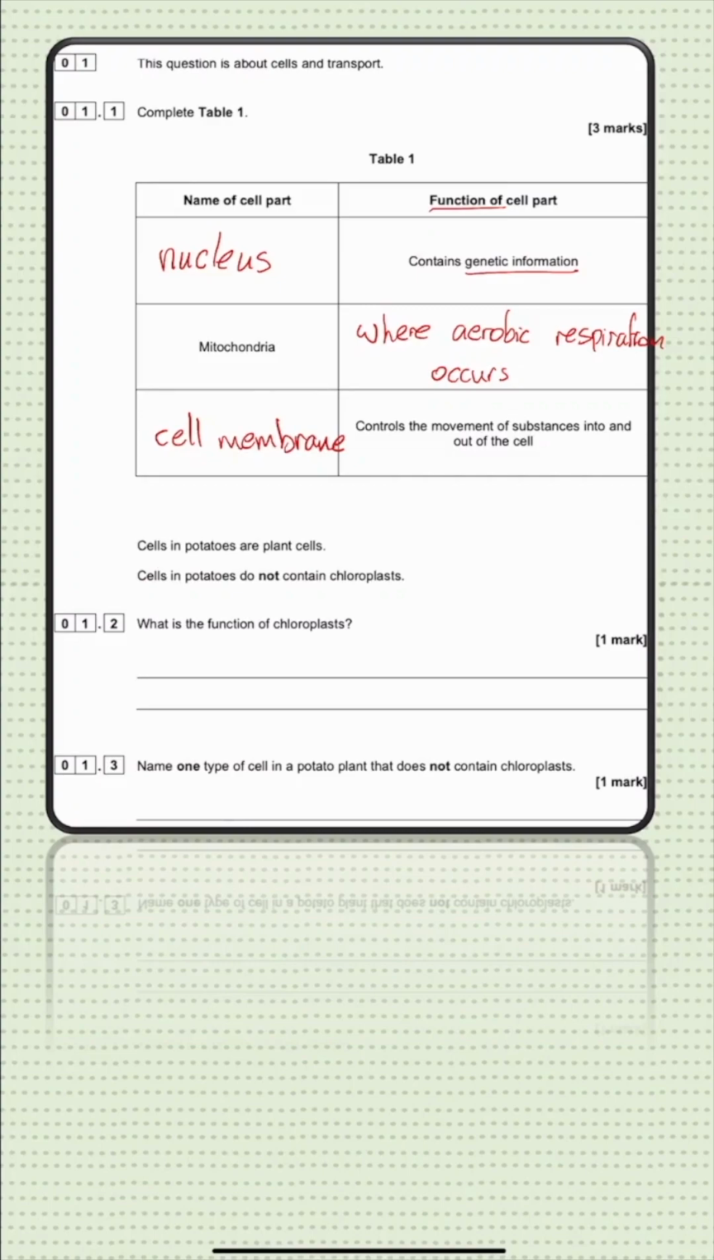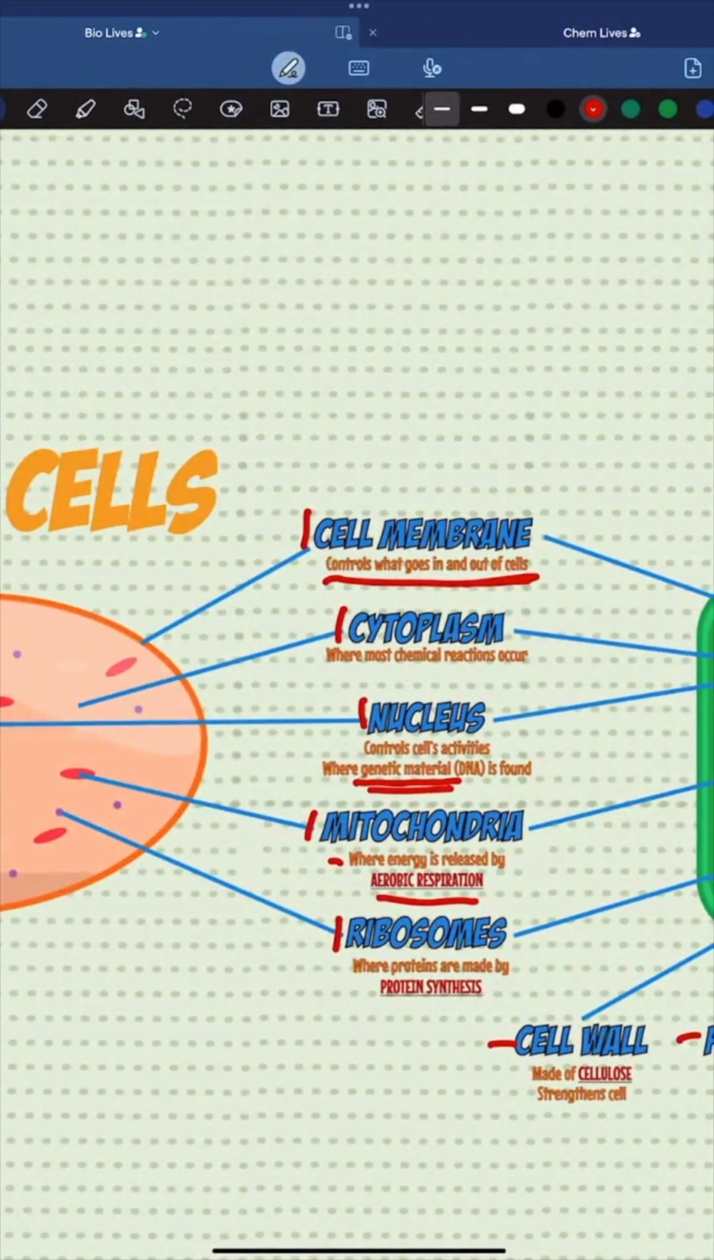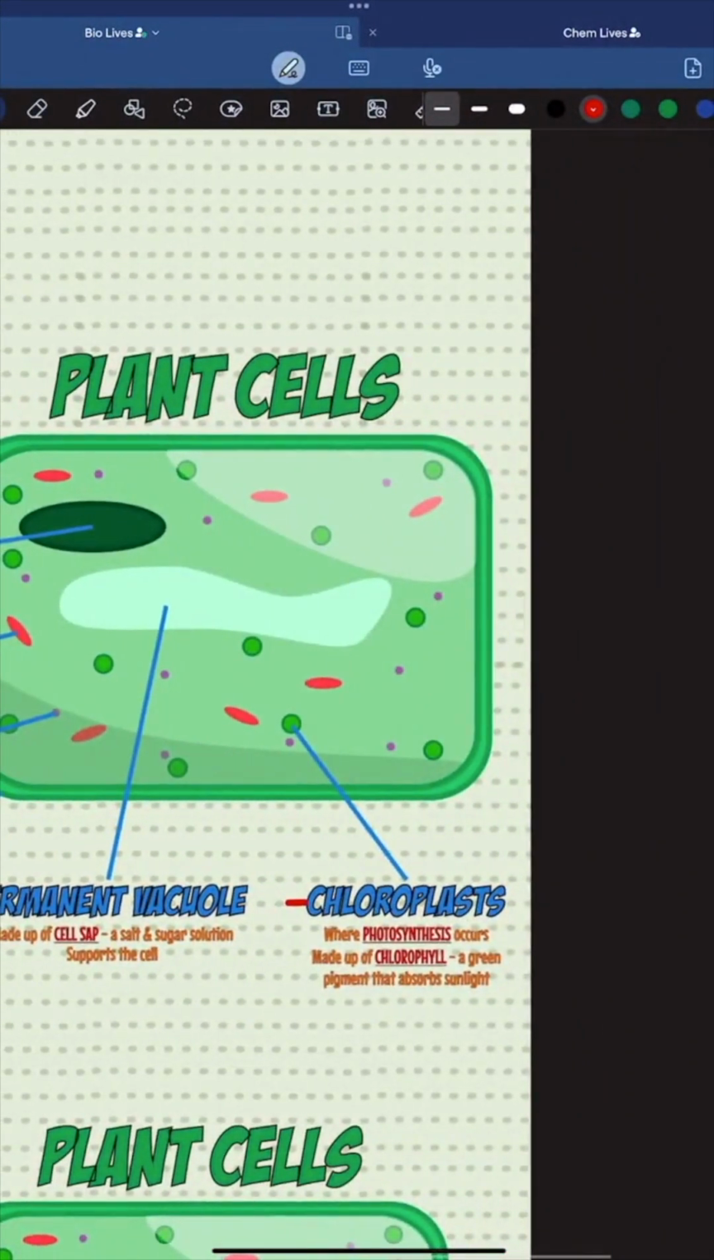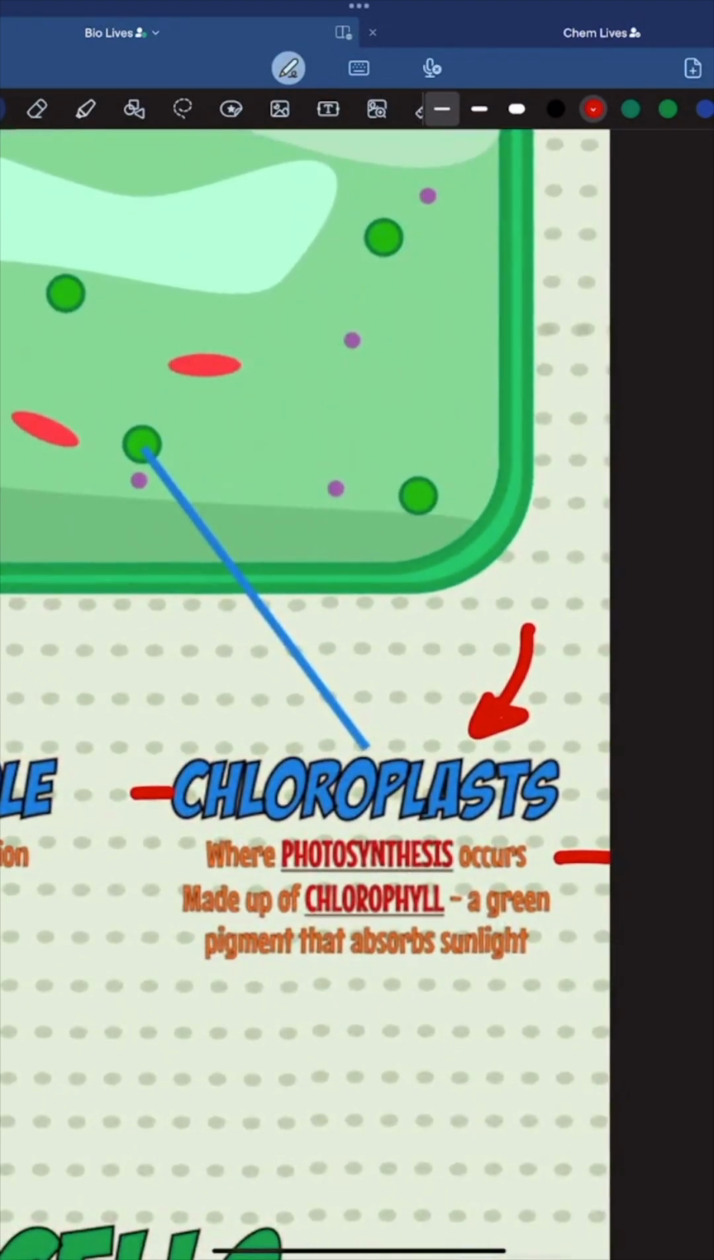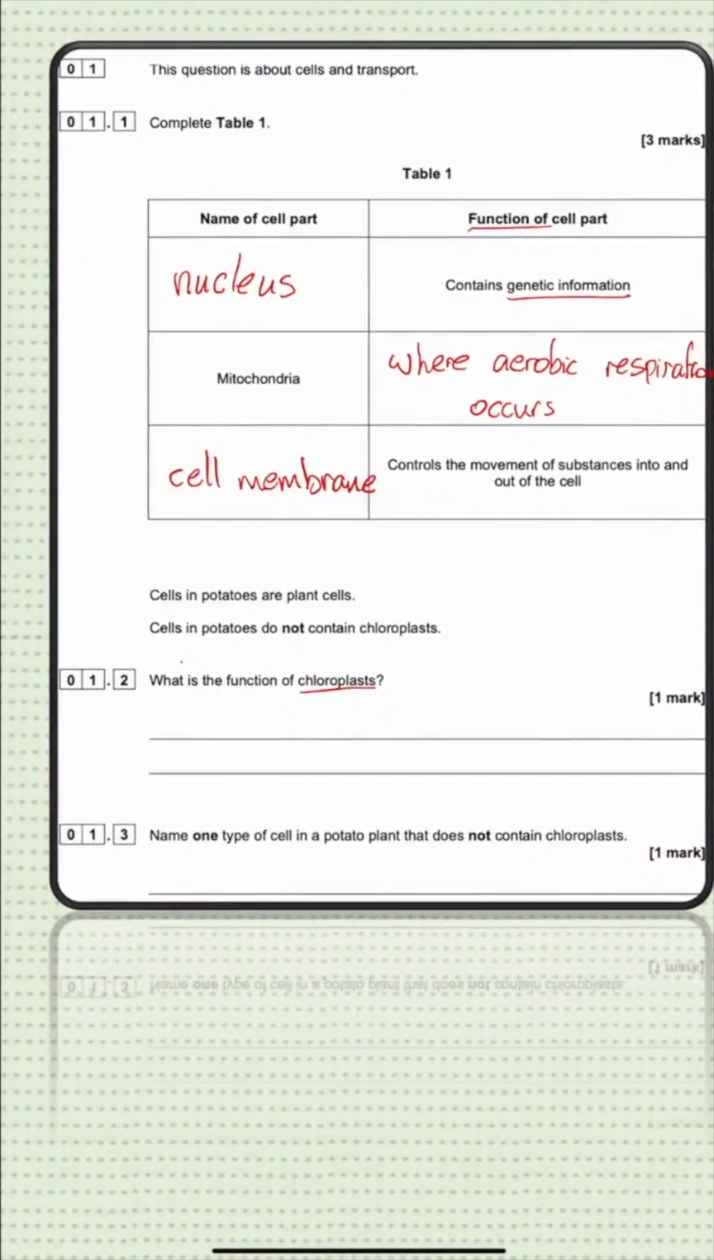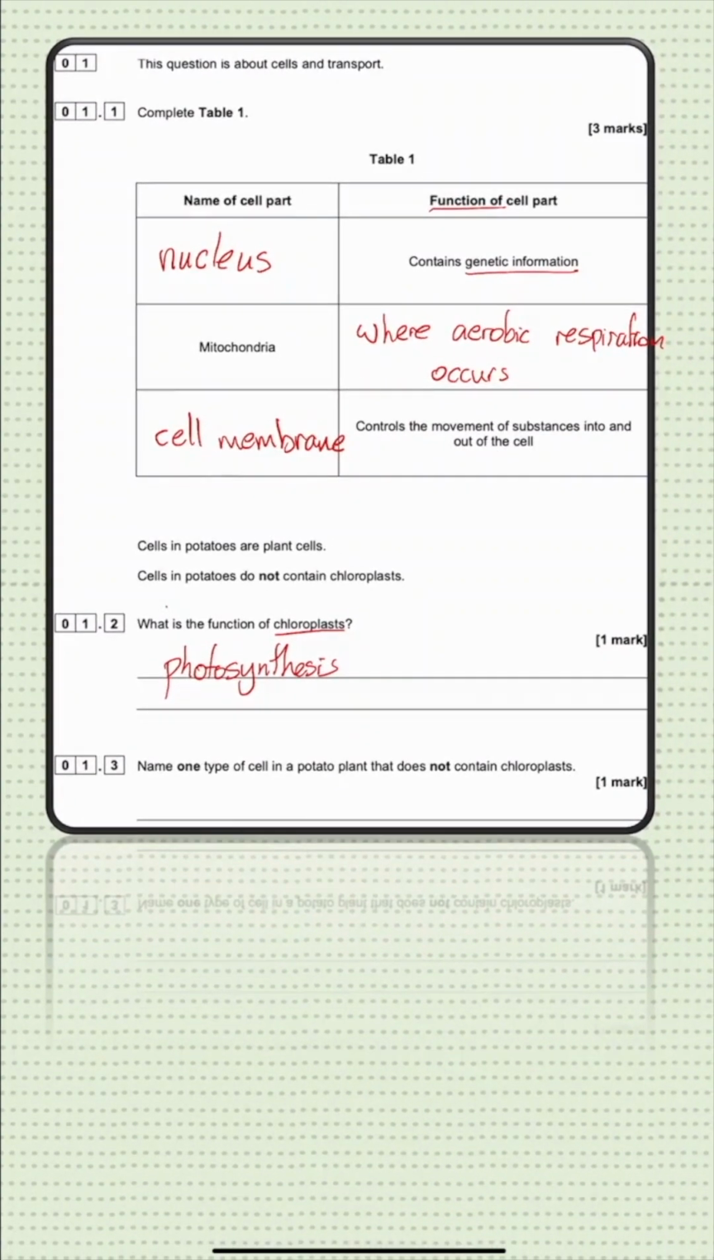So, yep. To absorb sunlight, or to absorb light, that's not enough for the marks. Photosynthesis is what is going to get you the marks. The whole point of chloroplasts, if you look at our notes, remember, this is only for plant cells. Chloroplast is where photosynthesis occurs. Let me zoom in a bit. It's made up of chlorophyll, a green pigment that absorbs sunlight. You can just get away by saying photosynthesis for this one. 1 mark, so there's not much more to say for that one.